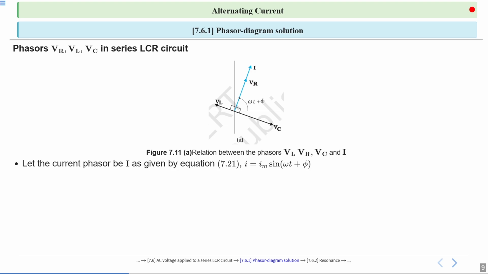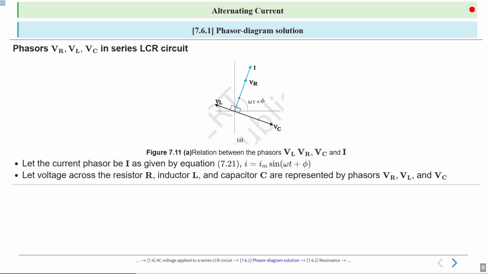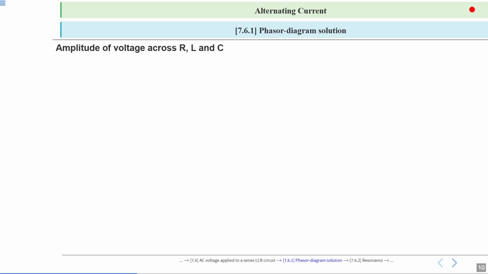Okay, so let the current phasor be I, as given by equation 7.21, I equal to Im sin (omega t plus phi). So this is I. Let the voltages across the resistor R, inductor L and capacitor C be represented by phasors VR, VL and VC. So voltage across all the components R, L and C are VR, VL and VC respectively. Okay, as I've already discussed.